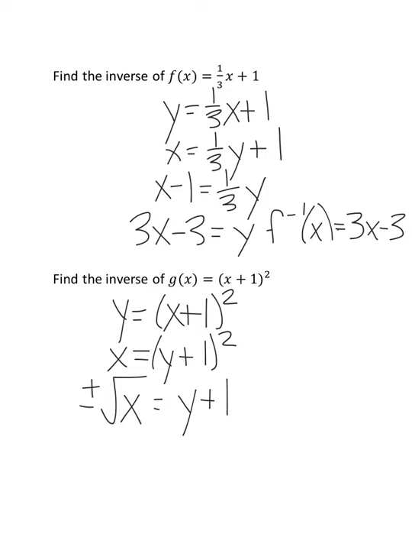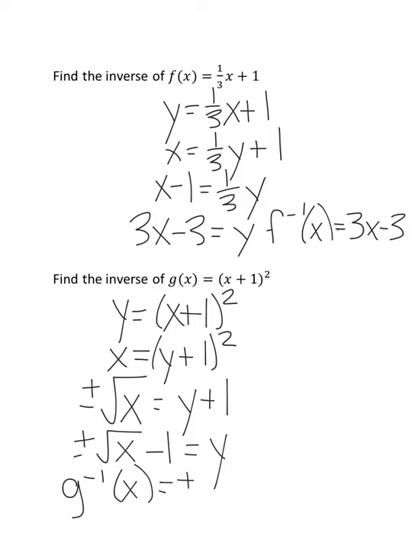So on the left side, you're left with plus minus root x, and on the right side, you ended up getting rid of the squared and you're left with y plus 1. The last step is to get y by itself by subtracting 1 from both sides. Now we're going to put it back into function notation. g inverse is plus minus root x minus 1.